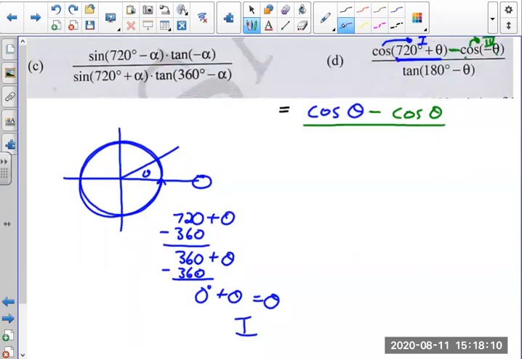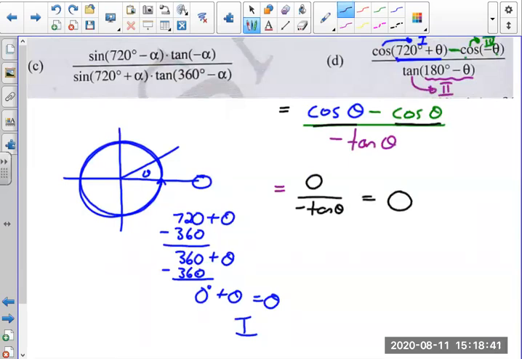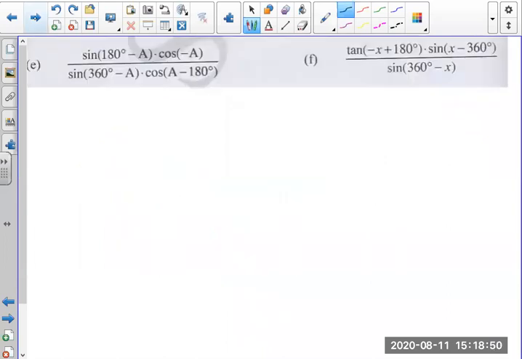over 180 minus theta. Where's that angle? It's the second quadrant. Tan in the second quadrant is negative, so negative tan theta. Now remember I said you only get marks if your sign is also correct. If you make sign mistakes, you're going to lose that mark. Now what happens now? Cos theta minus cos theta is 0. And 0 divided by anything is just 0. Okay, let's carry on.